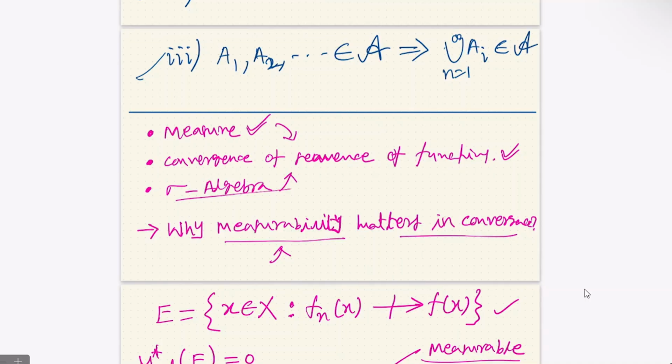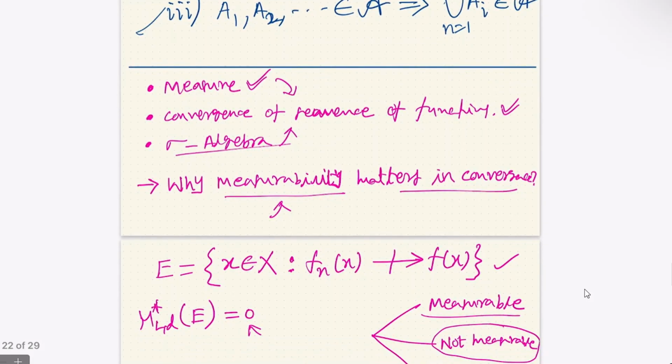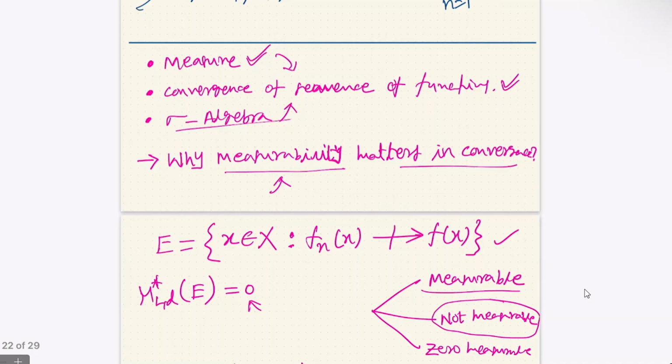If these definitions, the sigma algebra and measurability, did not exist in the world, then we wouldn't have seen this advanced technology called artificial intelligence or neural networks.